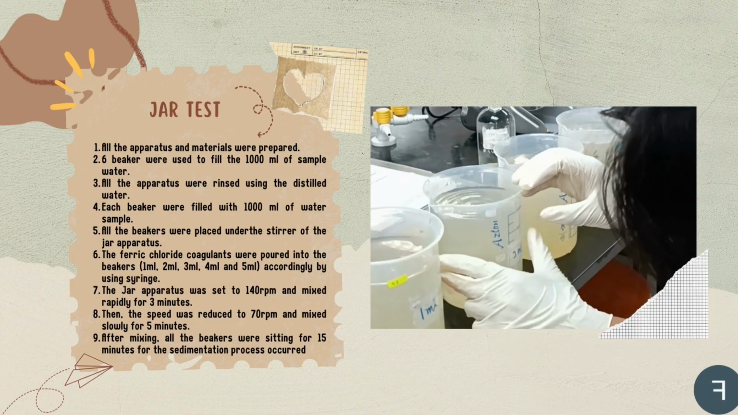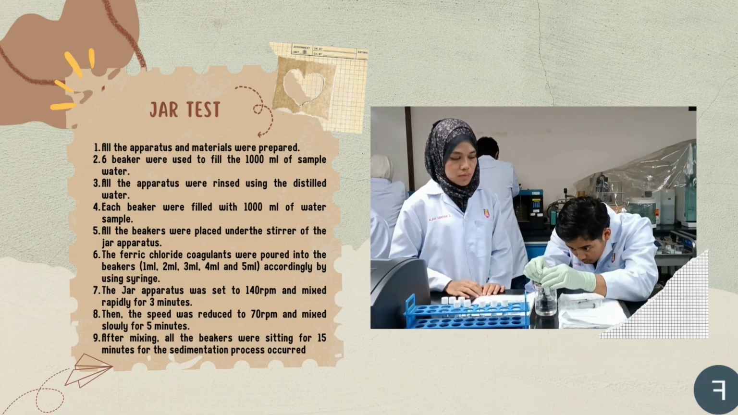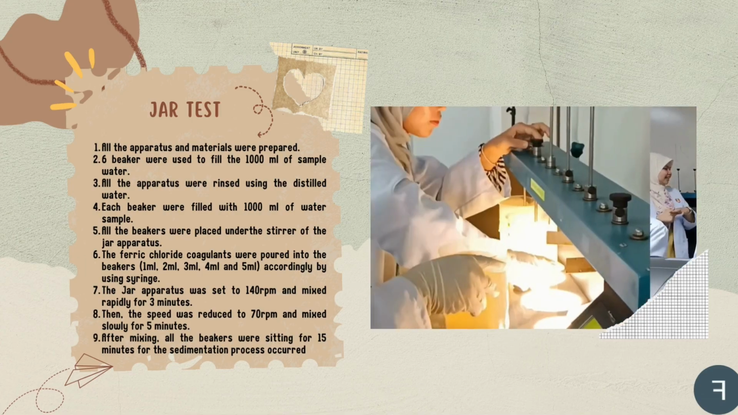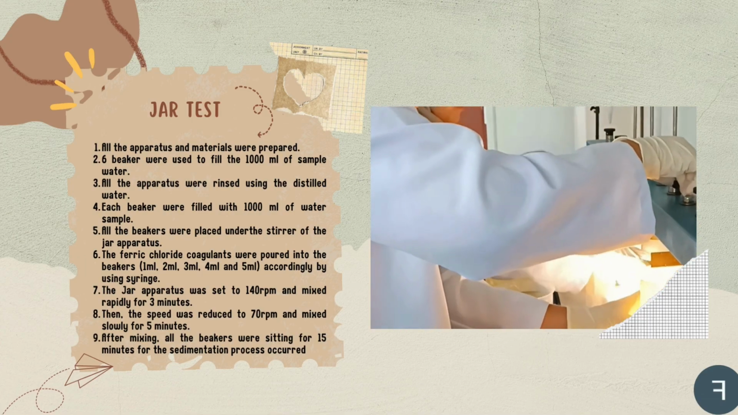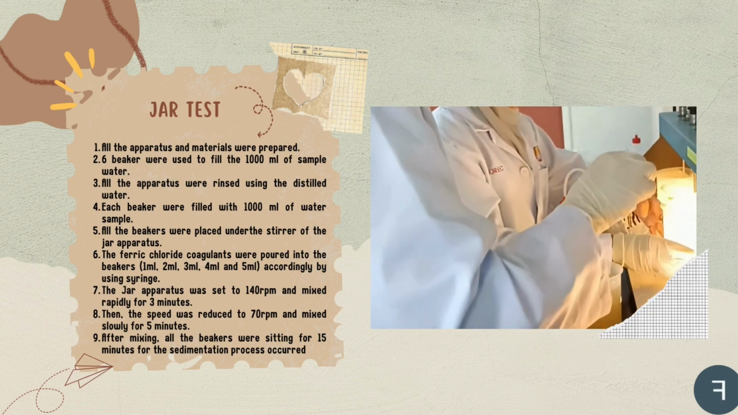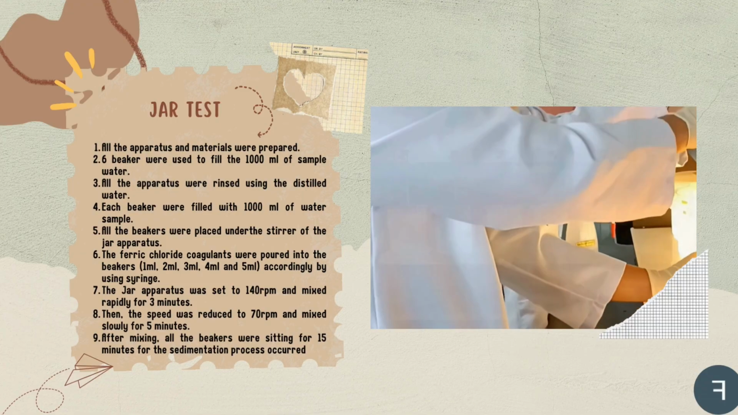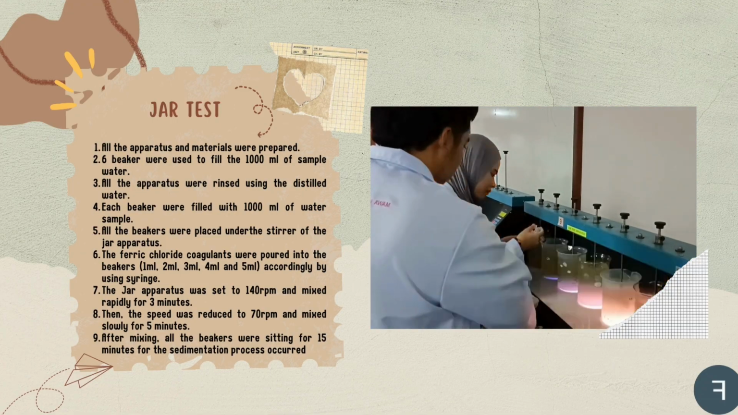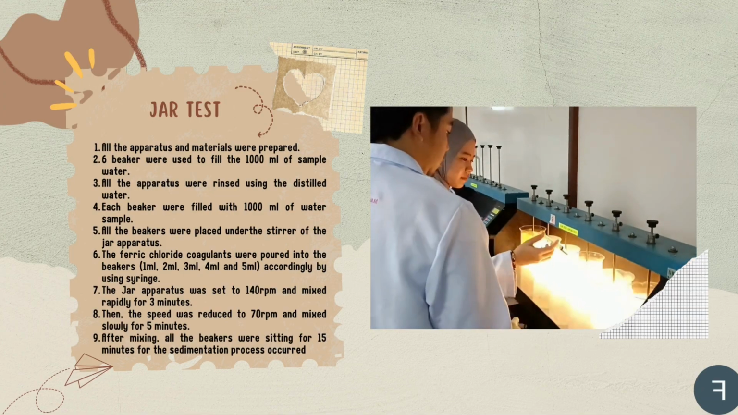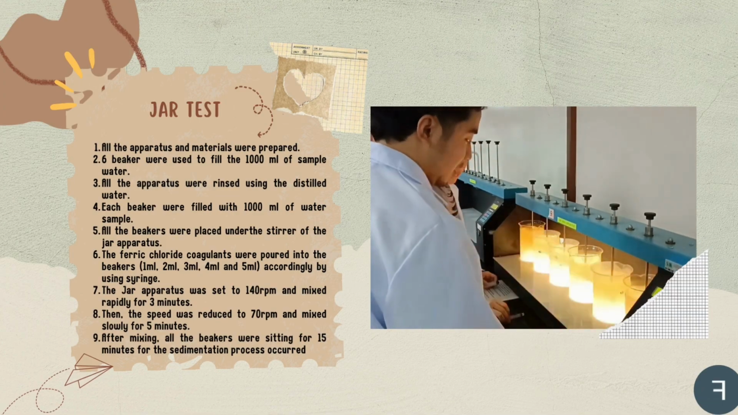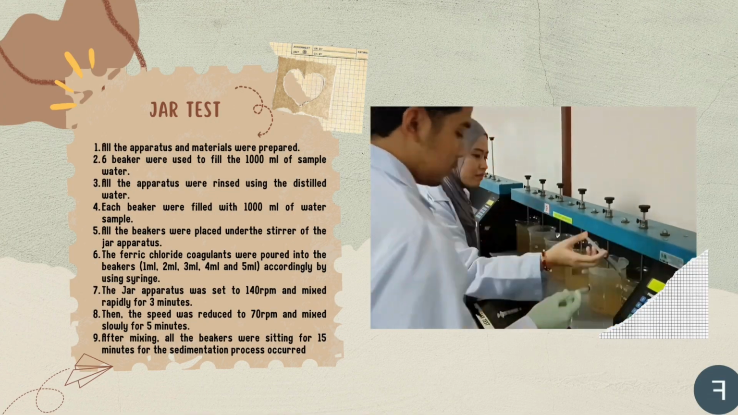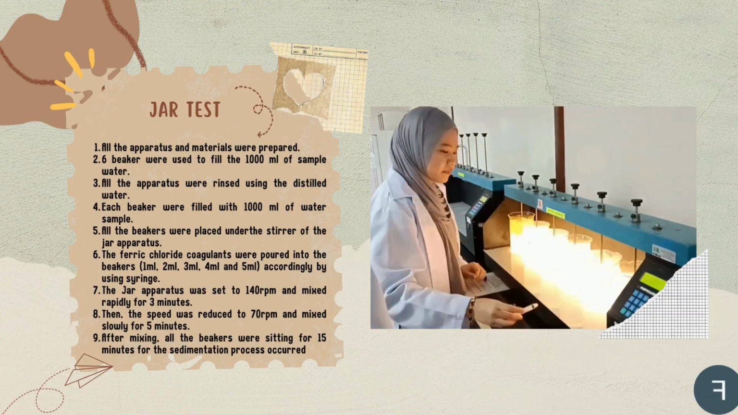Sixth, the ferric chloride coagulant was poured into the beakers, 1 ml, 2 ml, 3 ml, 4 ml, and 5 ml accordingly, by using a syringe. Seventh, the JAR apparatus was set to 150 rpm and mixed rapidly for 3 minutes. Eighth, the speed was then reduced to 70 rpm and mixed slowly for 5 minutes. Ninth, after mixing, all the beakers were left for 15 minutes for the sedimentation process to occur.